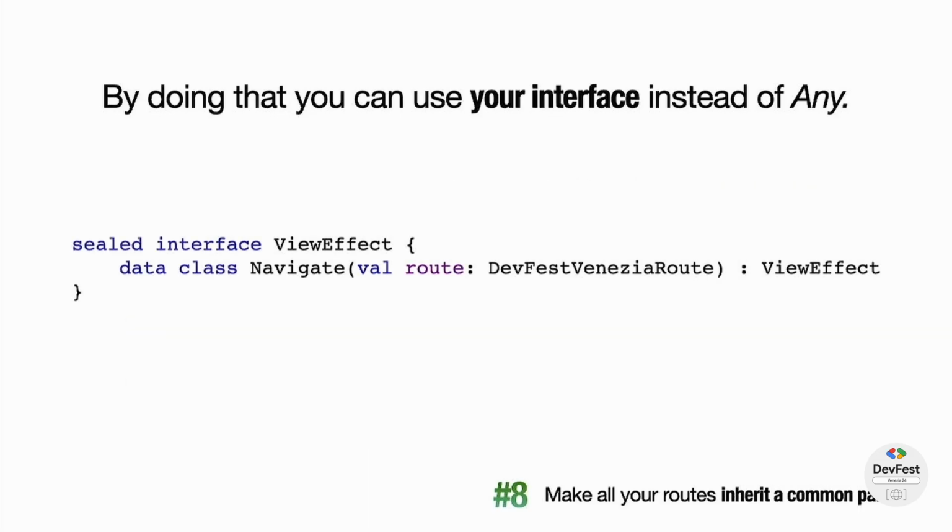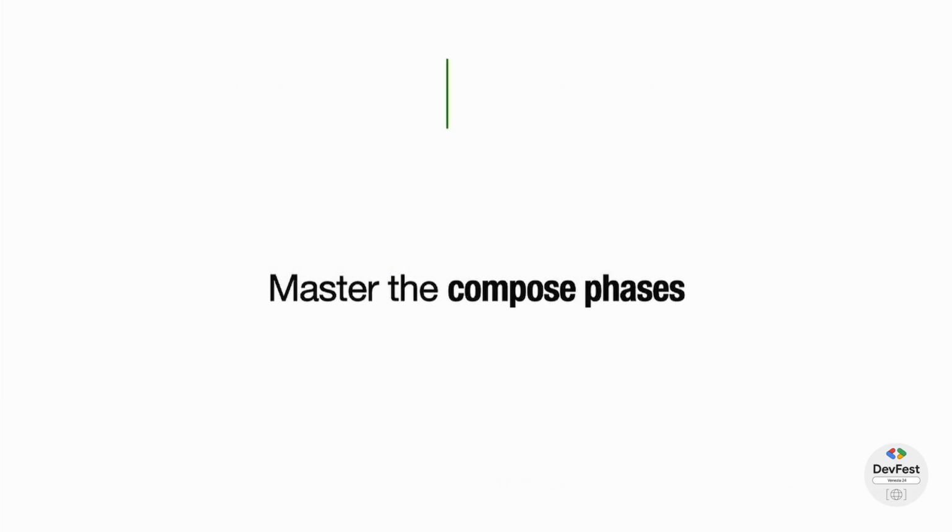And yeah, of course, in the view effect, instead of having route any, you can have route of your type. So this gives you, the code becomes clearer, essentially. The ninth tip is master the compose phases.